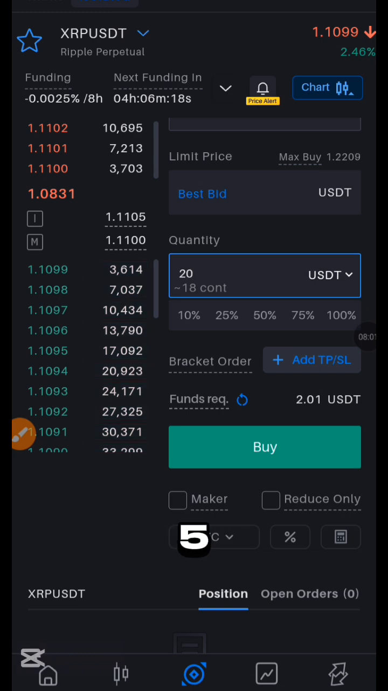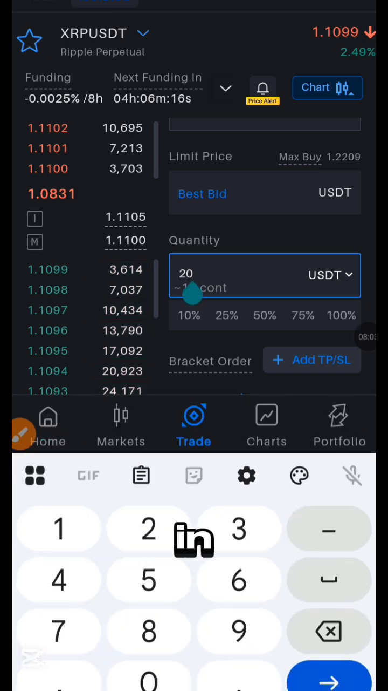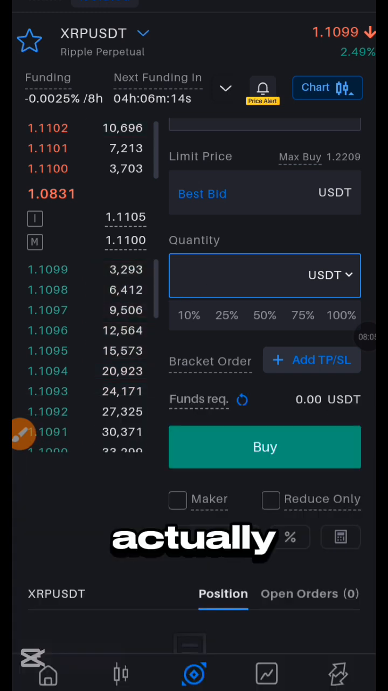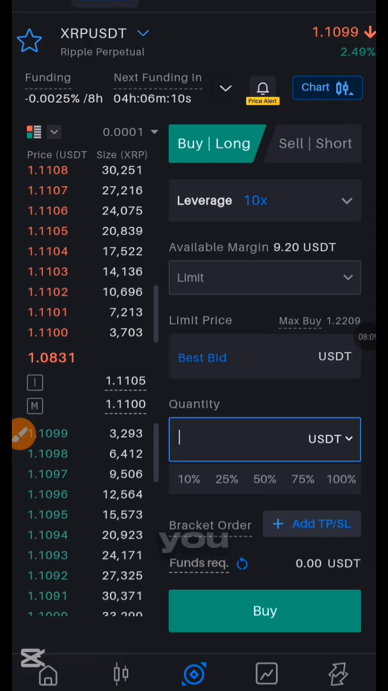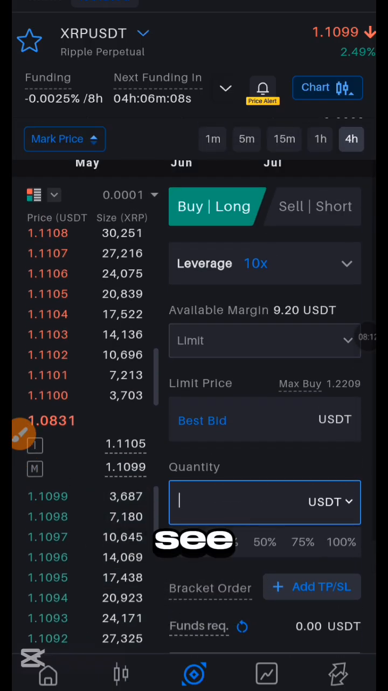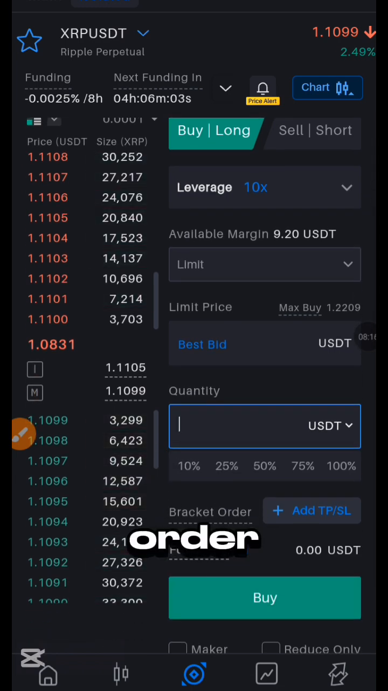Now step 5, which is very important in futures trading. Step 5 is choosing your order type. You will usually see 2 types of order types. We mainly make use of the limit order and the market order.